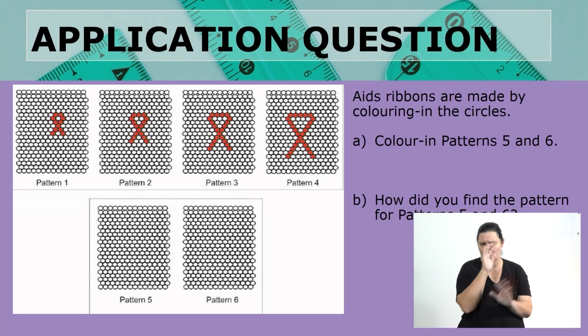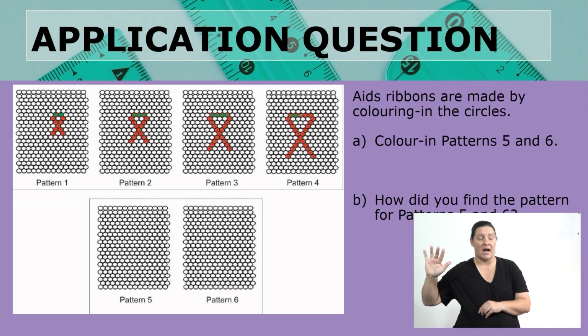So let's look at the first pattern. When we look at the circles that are being colored in, let's look at the top. We have 2 circles that are being colored in there. When we move on to pattern number 2, we now have 3 circles that are being colored in. In pattern number 3, we have 4 circles, and pattern number 4 has 5 circles that are being colored in. That's only when we are looking at the circles that are on top.